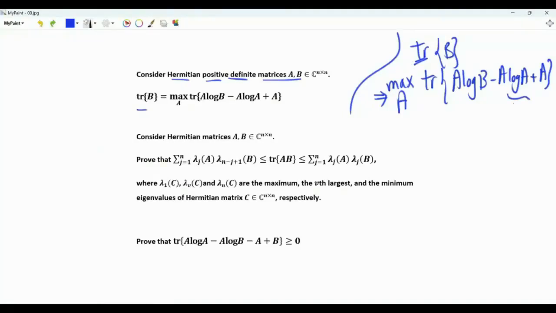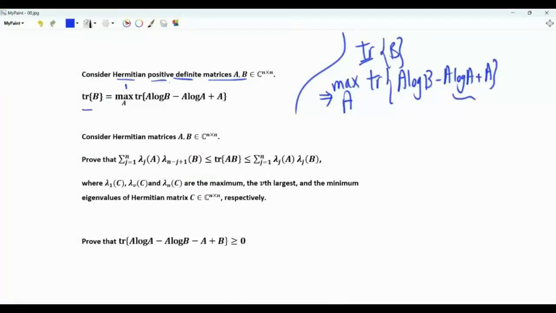What is the logarithm of matrix A? Matrix A is Hermitian and positive definite. So matrix A is diagonalizable. Q is its unitary matrix of eigenvectors. Its inverse is Q Hermitian. And then we have here a diagonal matrix with the eigenvalues of A on the main diagonal. Because A is Hermitian, the eigenvalues are real valued. And because A is positive definite, the eigenvalues are strictly positive. Here are the eigenvalues, lambda 1 of A, lambda 2 of A, all the way to lambda n of A.